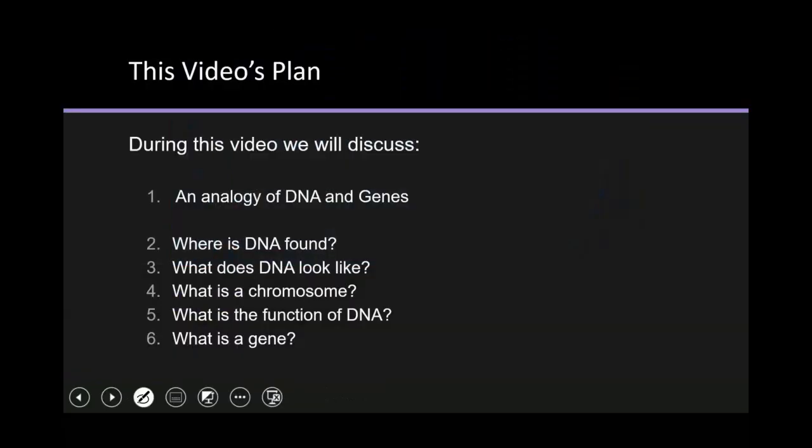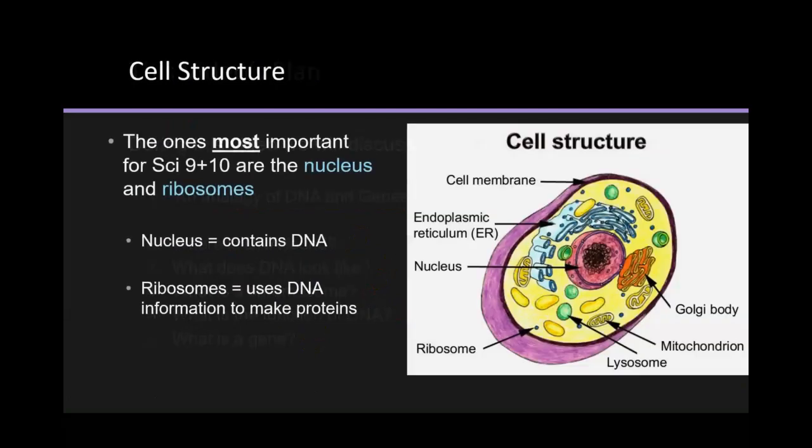So today during this video we are going to discuss first of all an analogy. An analogy is a comparison to allow us to understand DNA in a way that maybe we're more familiar with. We're also going to discuss where we find DNA, what does it look like, what is a chromosome, what is the function of DNA, what does it do, and finally what is a gene. So we'll have all these understood by the end of the lesson.